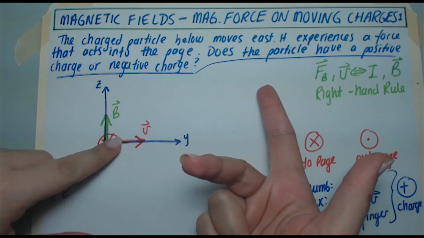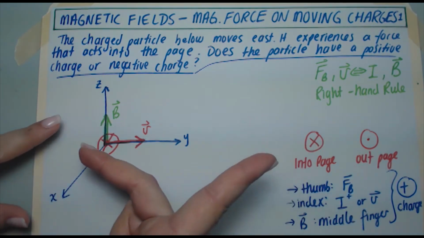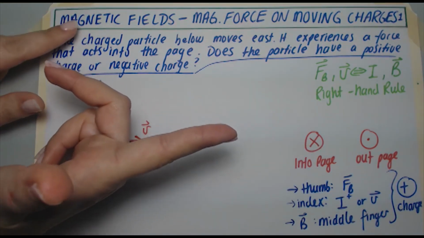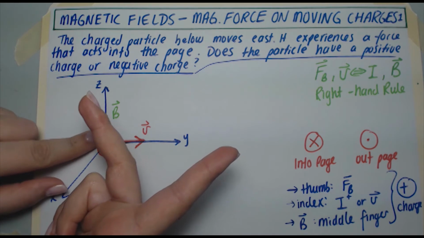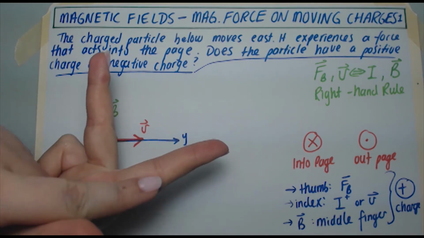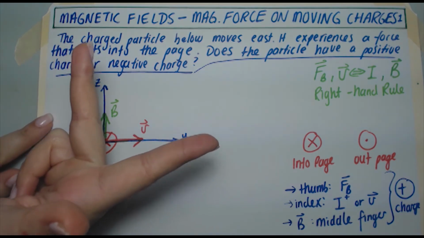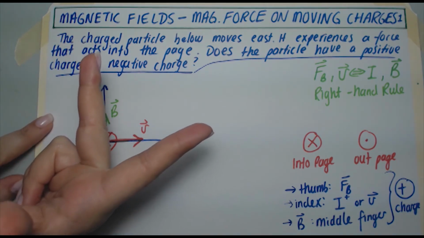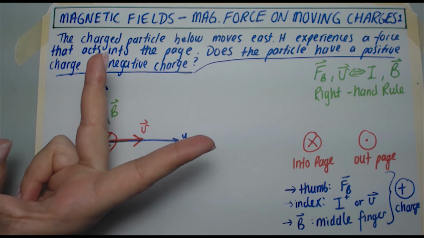Okay, so here we go. My velocity is going in this direction. So my index finger is going to go like that. My magnetic field, which is my middle finger, is going up. So velocity, magnetic field, it's like this, right? So which way is my thumb going? My thumb's going out of the page, right?